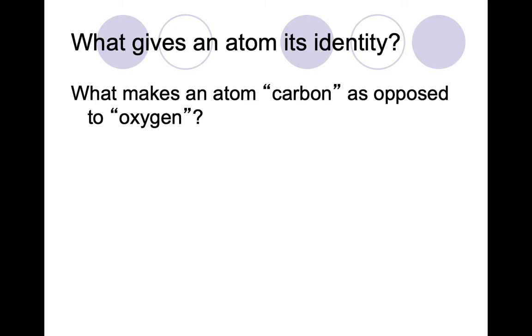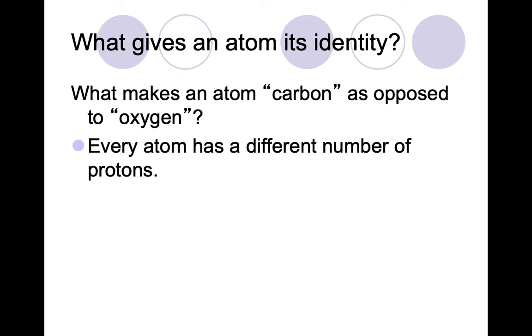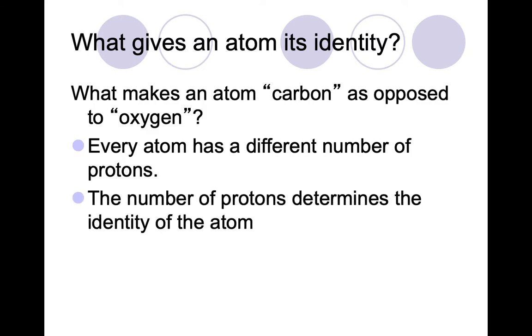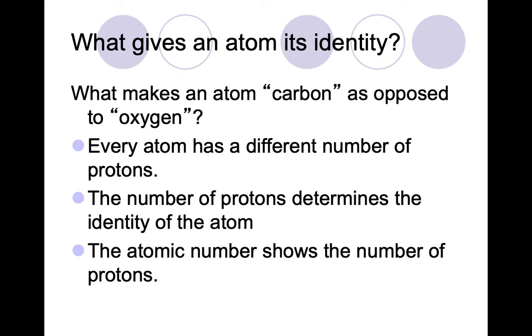What makes, for example, a carbon atom different from an oxygen atom? Every atom has a different number of protons. So every single atom that you see in your periodic table has a different number of protons. The number of protons determines the unique identity of that atom. So the atomic number shows the number of protons.